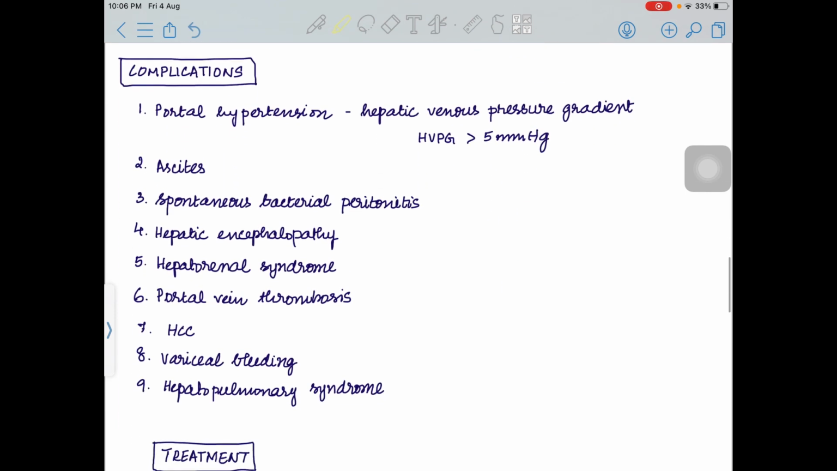Moving on to the complications. Here, if we just list out the complications should be enough. So the most common complication is portal hypertension. The definition of portal hypertension is hepatic venous pressure gradient, HVPG. If it is more than 5 millimeters of mercury, then we state it as portal hypertension. Other complications are ascites, spontaneous bacterial peritonitis, hepatic encephalopathy, hepatorenal syndrome, portal vein thrombosis, hepatocellular carcinoma, variceal bleeding, hepatopulmonary syndrome.